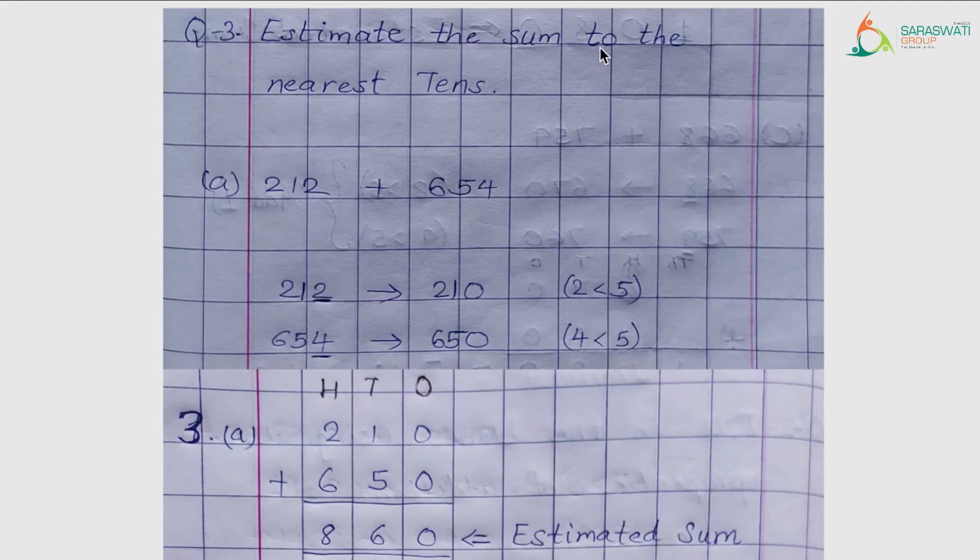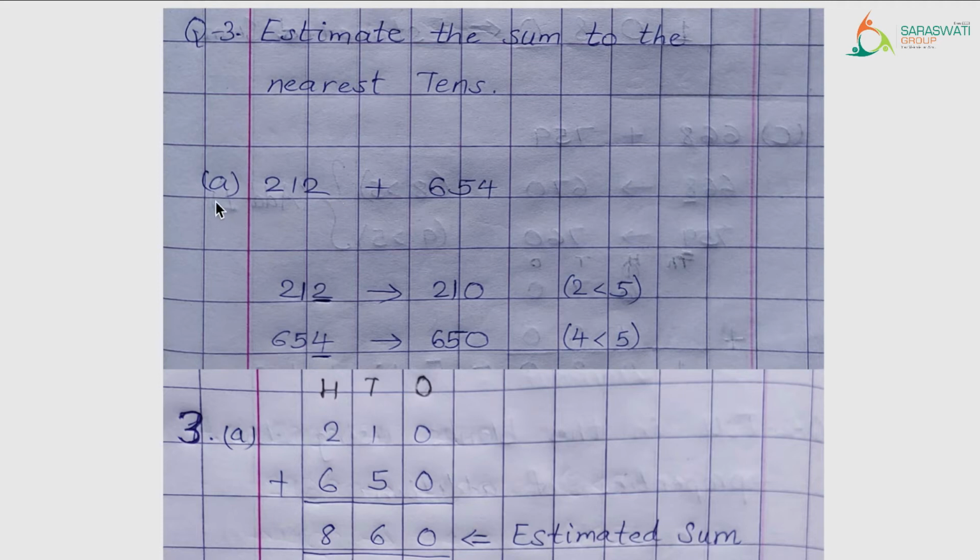Estimate the sum to the nearest tens. So students, we have solved a similar question in exercise 2.5, right? So over here we do not have to calculate the sum directly, right? First we have to round off these two given numbers to the nearest tens, right? As mentioned in the question.